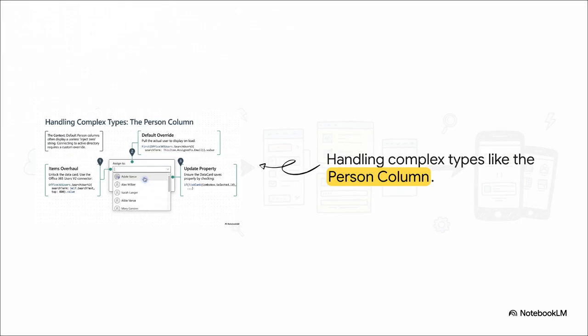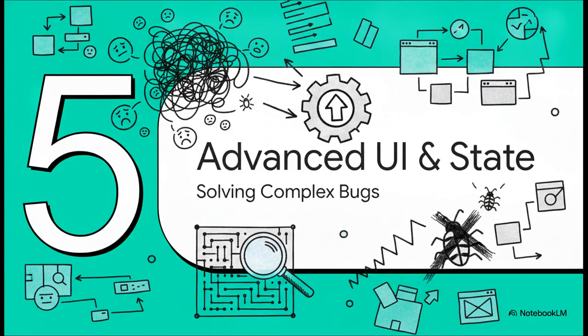Then, override the default property to actively pull the user's display value on load and secure the update property to ensure the modified ID saves properly. It's a bit of heavy lifting for sure, but it replaces a broken default experience with a polished, professional look. Finally, Section 5, Advanced UI and States.